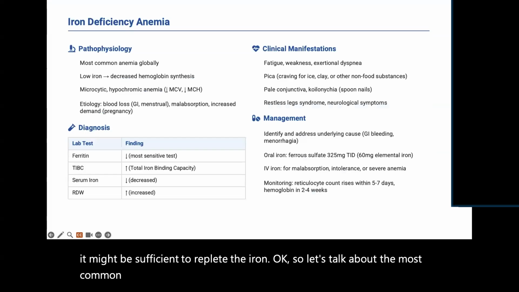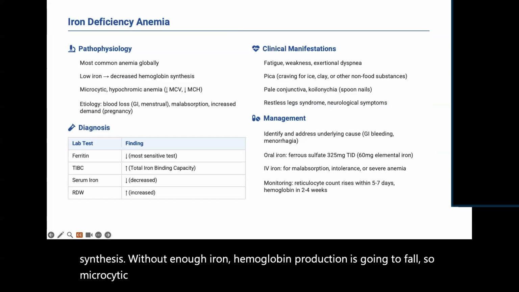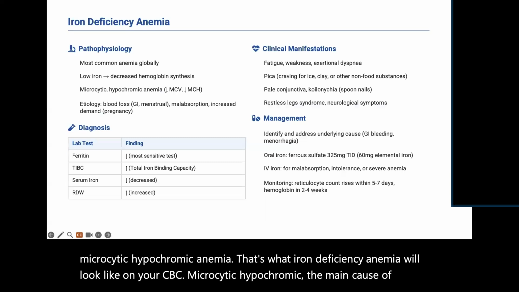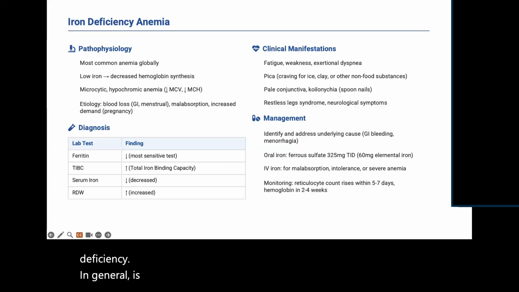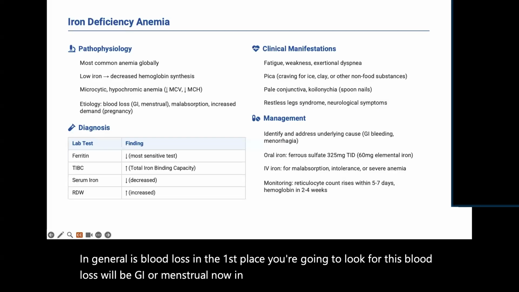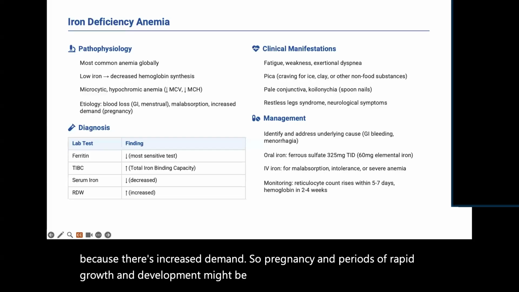Iron deficiency anemia. Because iron is required for hemoglobin synthesis, without enough iron, hemoglobin production is going to fall. So microcytic hypochromic anemia. That's what iron deficiency anemia will look like on your CBC, microcytic hypochromic. The main cause of iron deficiency in general is blood loss. And the first place you're going to look for this blood loss will be GI or menstrual. Now, in pregnancy, it's a relative deficiency because there's increased demand. So pregnancy and periods of rapid growth and development might be another indication.